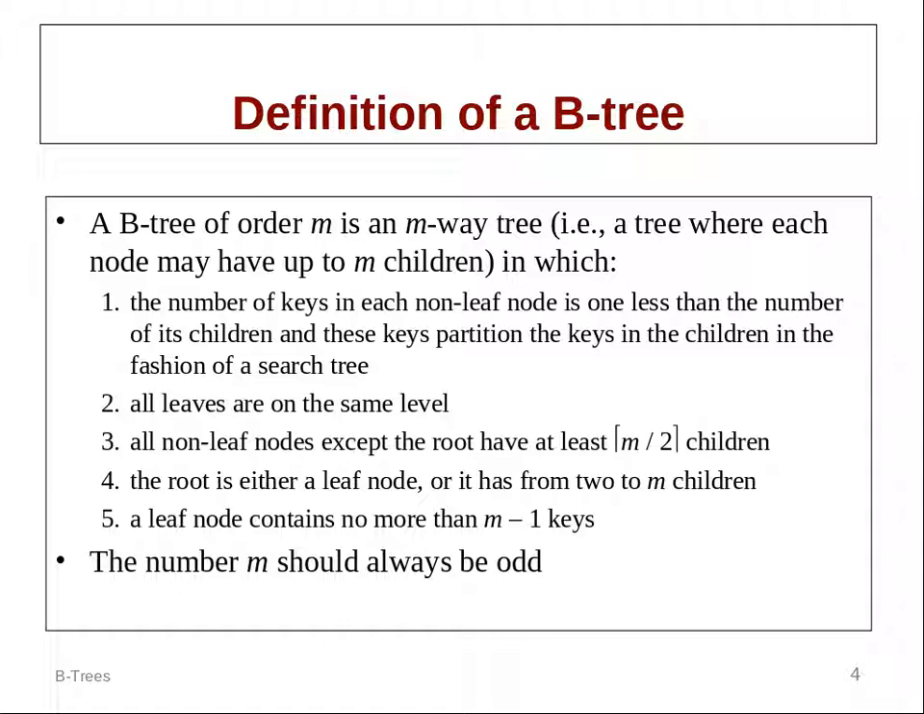The root's either a leaf or has from 2 to. So the root is allowed to have only 2 children. Yeah. So it can't have 1 element. Okay, so the root's a special case. It can have just 1 element, but that's the only one that's allowed to.